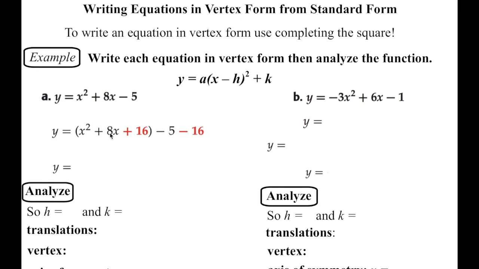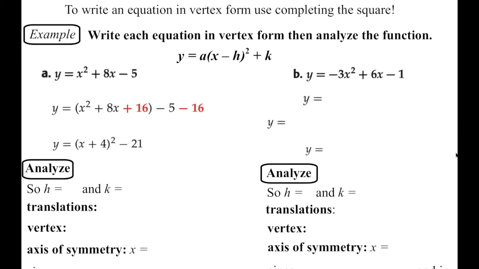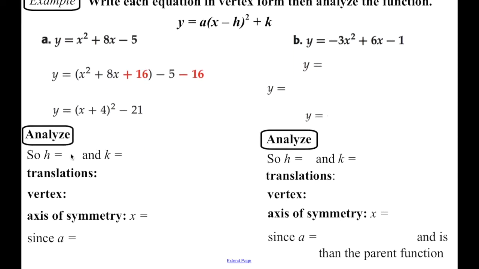So now this is a perfect square trinomial. We can write that as (x + 4) squared. And then these two combine to give us a negative 21. So now from that, we should be able to find our vertex. That tells us that h is negative 4, because this has to be a minus sign, right? So it's negative 4. So h is negative 4, k is negative 21. And it tells us that we are translating left 4 units and down 21 units.